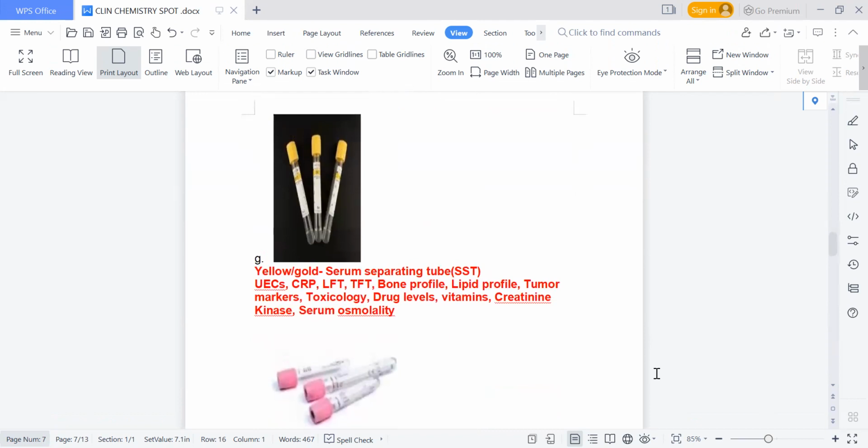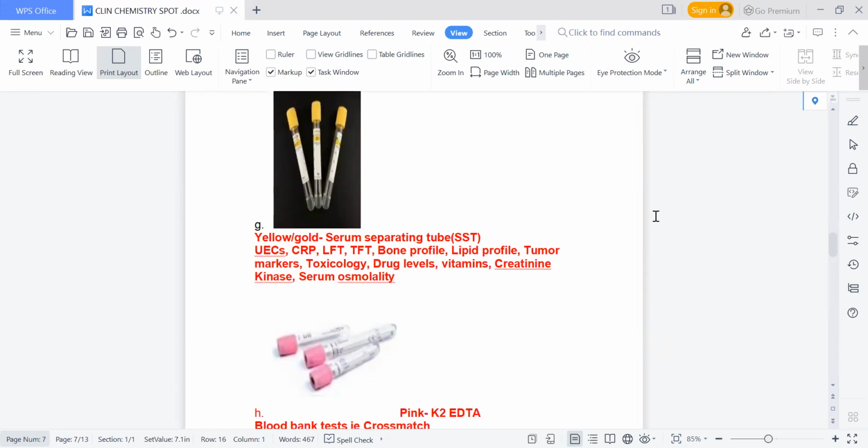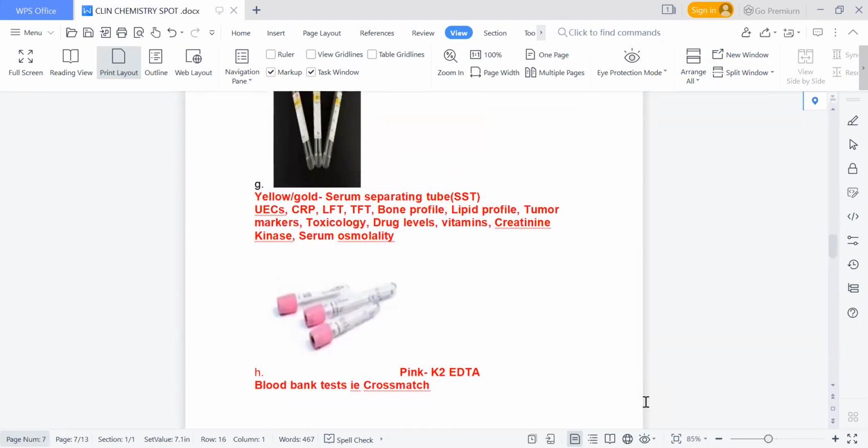A yellow or a gold top Vacutainer is known as a serum separating tube. So by its name, it's used in tests where you require the serum, like UECs, CRP, LFTs, TFTs, bone profile, lipid profile, tumor markers, toxicology, drug levels, etc. And finally, a pink top Vacutainer contains K2-EDTA as its anticoagulant and is used in blood bank tests.